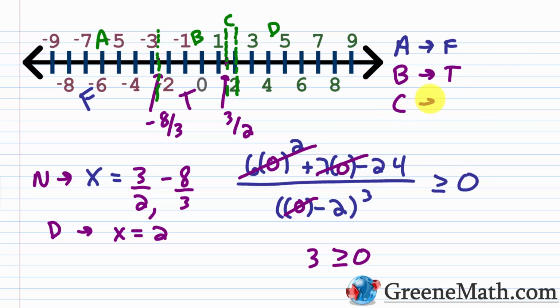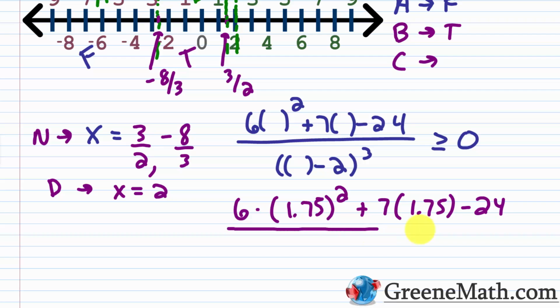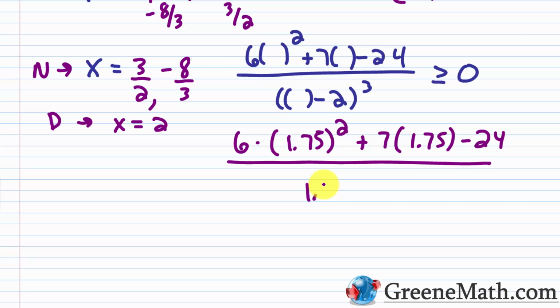For interval C, you've got a real tight window. You've got between 3 halves, or 1.5, and 2. So what you can do is you can take 1.75. So I'm going to take 6 times, and I'm going to plug that in here. I don't really have enough room, so I'm just going to do it right here. So 6 times 1.75 squared plus 7 times 1.75, and then minus 24. Then this is over 1.75 minus 2, and this is going to be cubed.